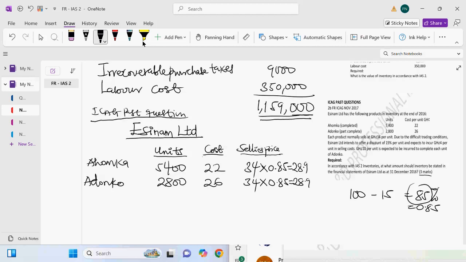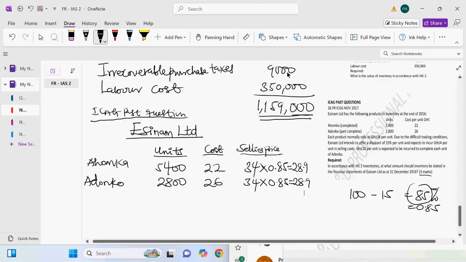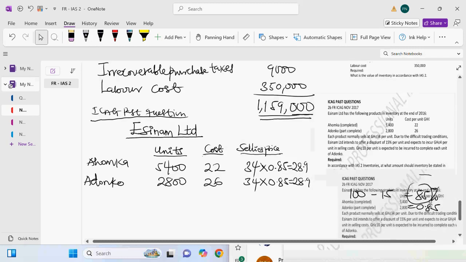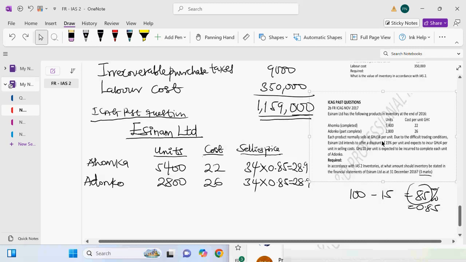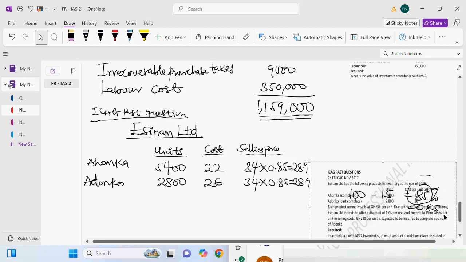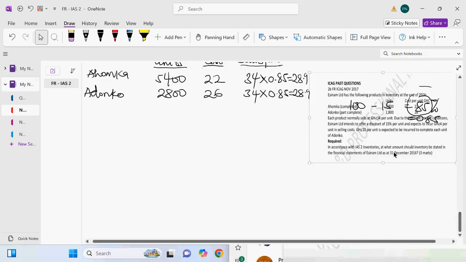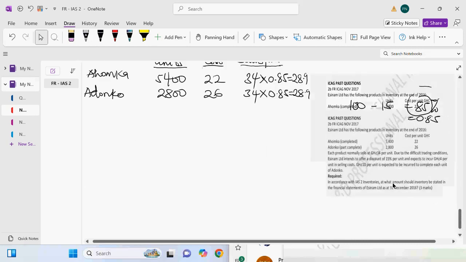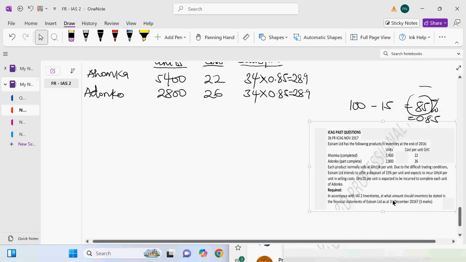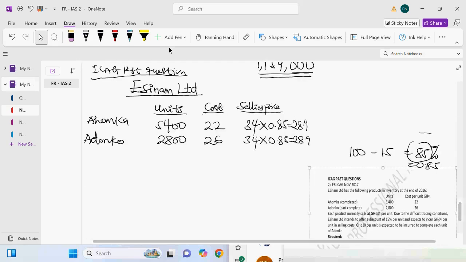Then what else? Now, after the selling price, you have what? Cost to sell, right?